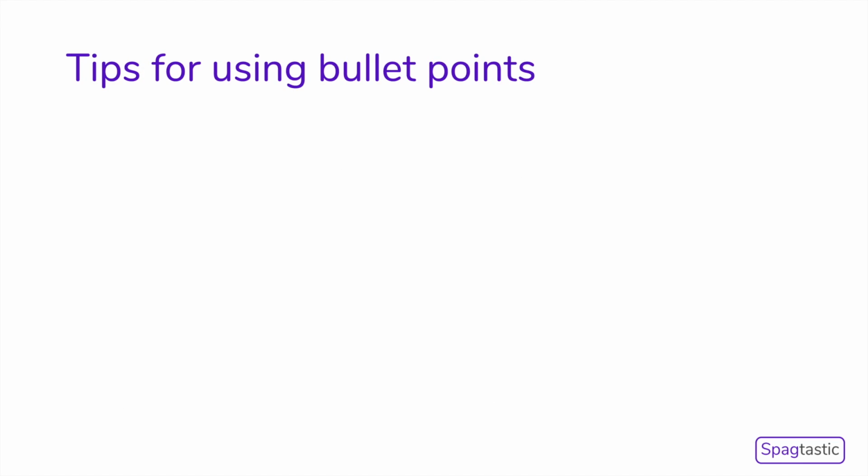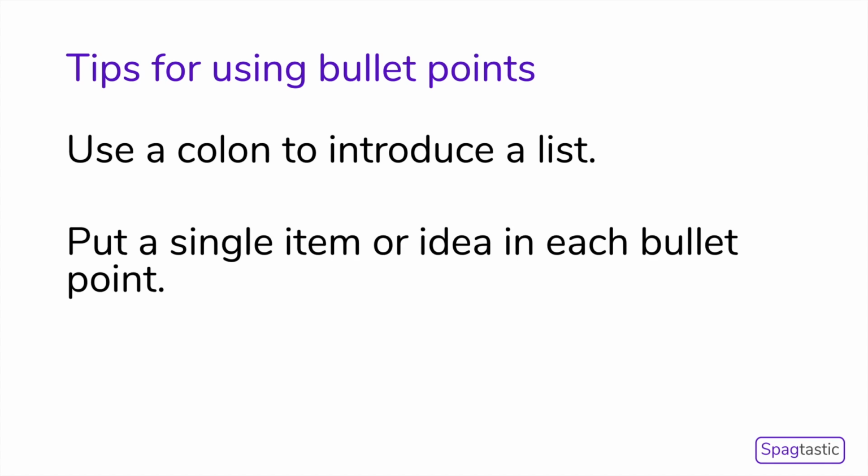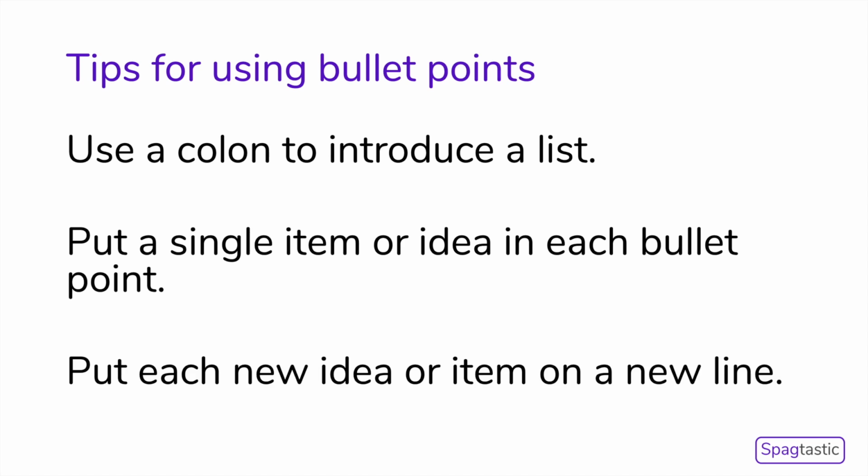Here are some top tips for using bullet points. Firstly, use a colon to introduce a list. Secondly, put a single item or idea in each bullet point. And thirdly, put each new item or idea on a new line.